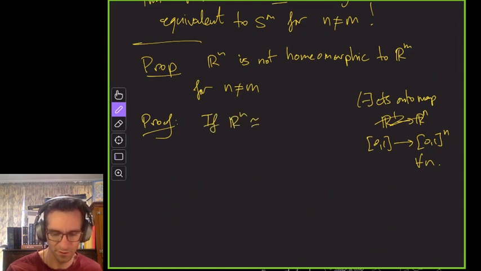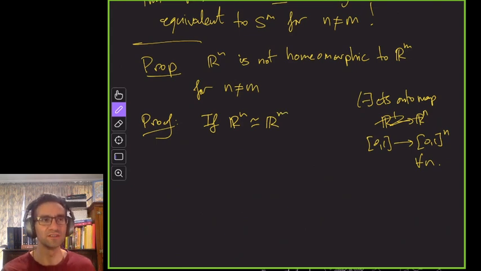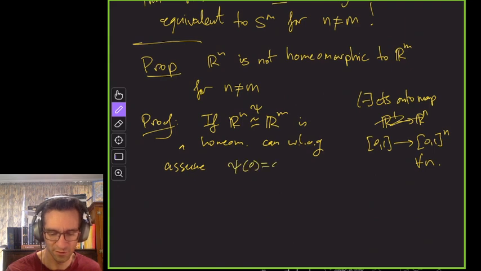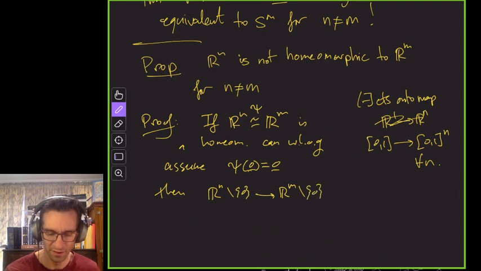If Rn is homeomorphic to Rm, let's call the homeomorphism psi. Psi is a funny looking letter. Used to write it a lot in physics, not so much now. Without loss of generality, assume psi of 0 equals 0, takes the origin to the origin. Since it's a bijection, it remains a bijection on removing a single point from the domain and the codomain, and it remains a homeomorphism.